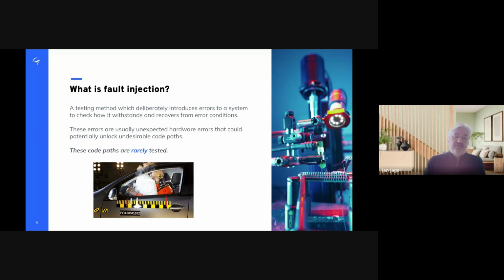Usually the errors that are introduced are unexpected hardware errors, and that could potentially unlock undesirable code paths. And I'll demonstrate that a bit later in this webinar. These code paths are rarely tested, and why is that? Mostly developers are focused on testing the functionality of the things that they programmed. But of course, just like the airbag that you see here exploding at the crash test dummy, it is something that you are normally not testing because you have to wreck the car to test the airbag.